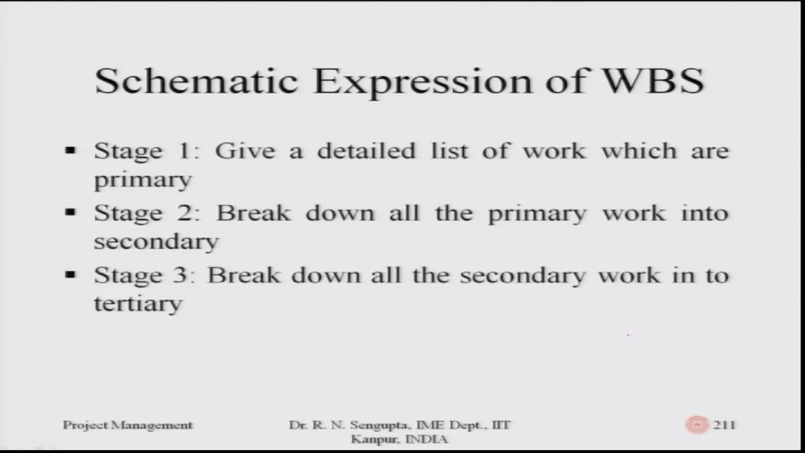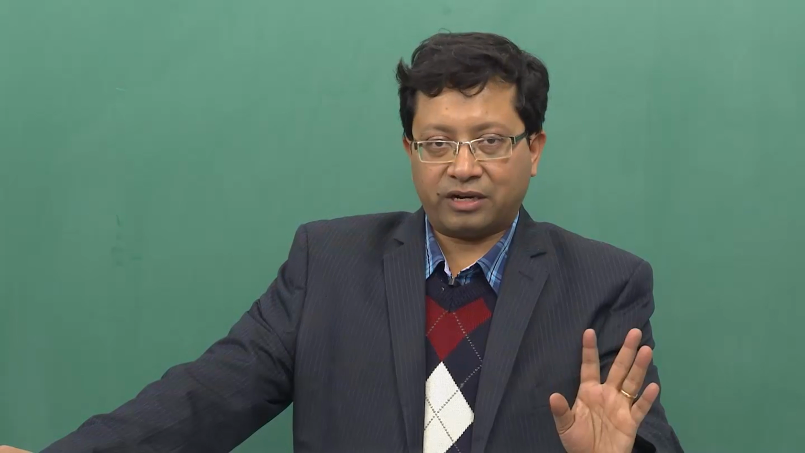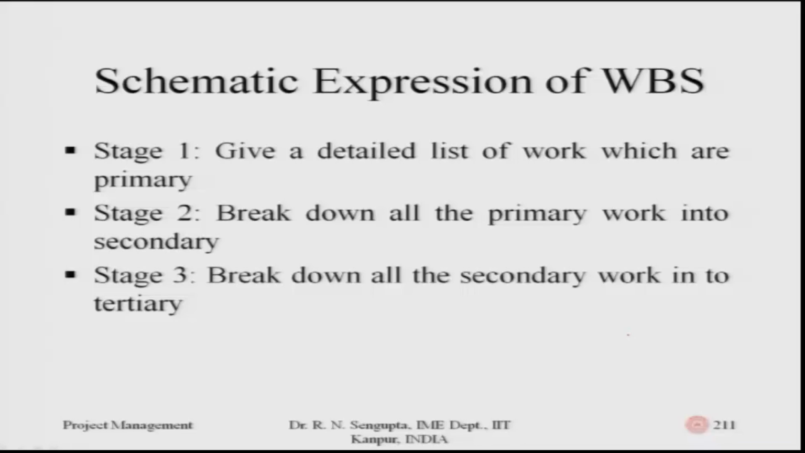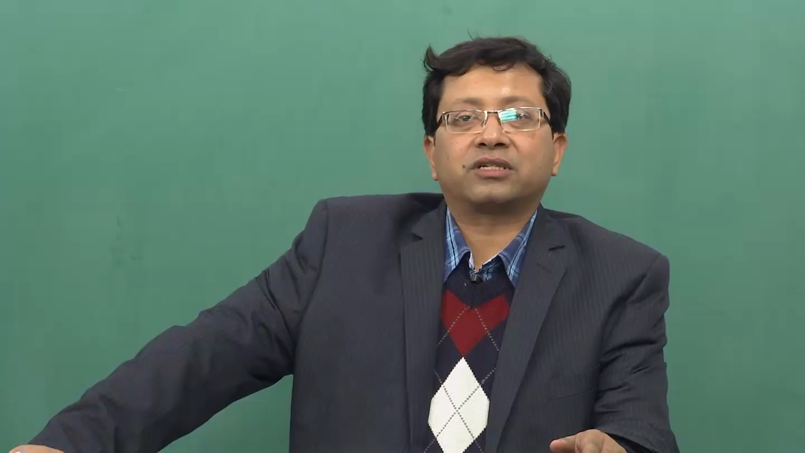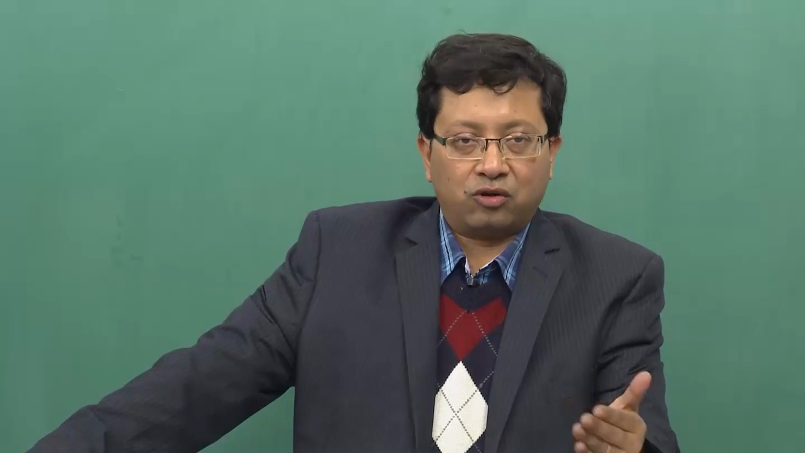Stage 1 gives a detailed list of work which is of primary importance and which should be accomplished in some sequence. Stage 2 breaks down all the primary work into secondary work, and shows the linkages between the secondary work inside the primary one, and whether the primaries are related to each other or the secondaries are related to each other. Stage 3 breaks down all the secondary work into tertiary work, and also tries to find out whether after the tertiary we have a first level below tertiary, a second level below tertiary, and so on accordingly.